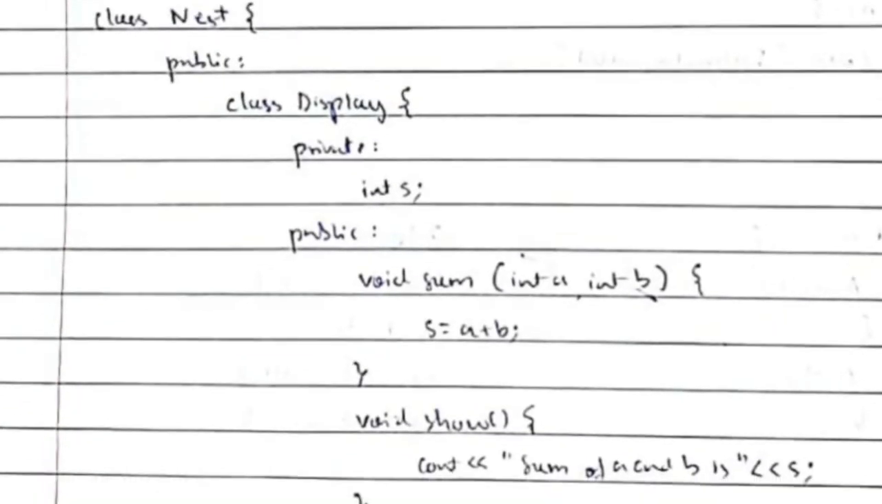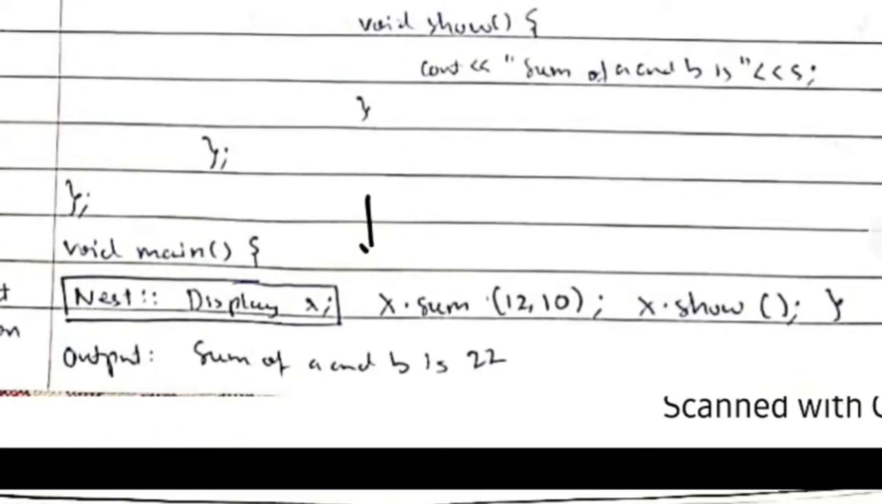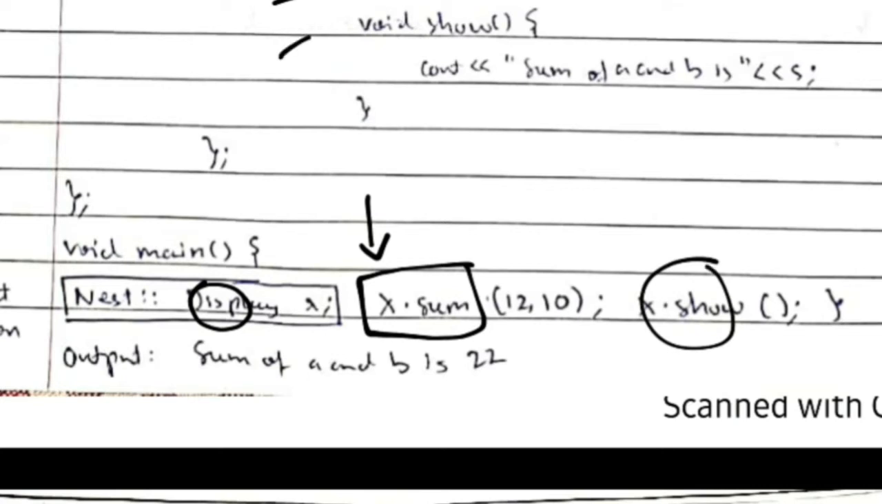Since the Display class has two functions, void sum and void show, to access these functions we can access them directly. If you have created an object X of type Display, at that time X dot sum will give the result of the sum, and X dot show will give the result of void show.